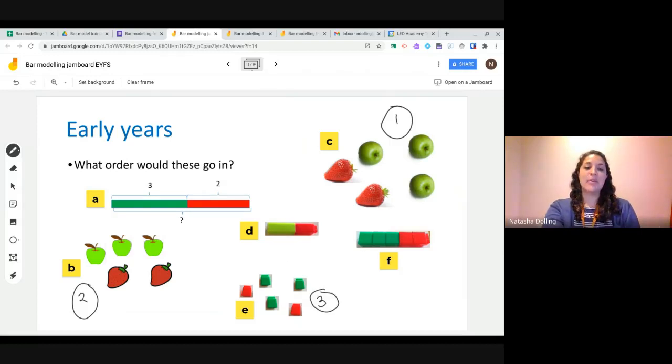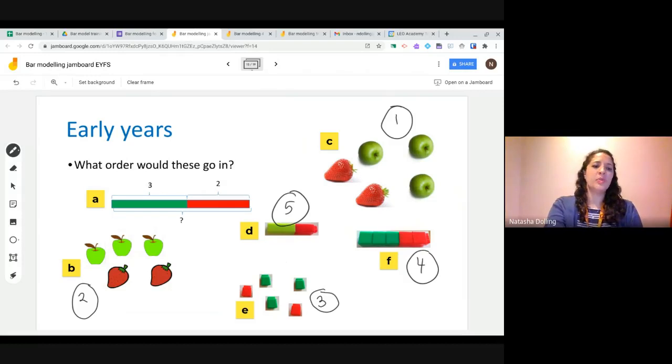So in this case, my 3 green apples are being represented by my 3 green cubes, and my 2 strawberries by my 2 blue cubes. We would then move on to F. This would be the next one, because now we're starting to put them into a logical structure. We're starting to group them together, and it's starting to look like what a bar model would look like. Well done for you guys saying this, we would then move on to D.